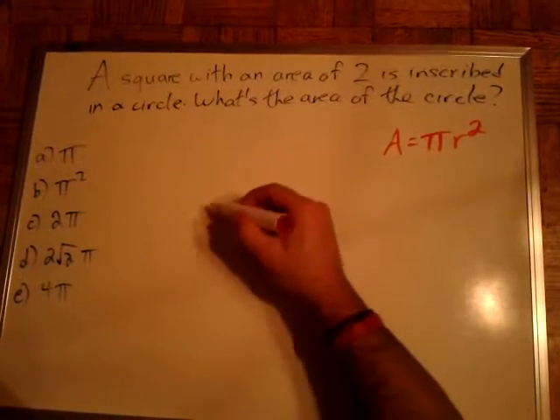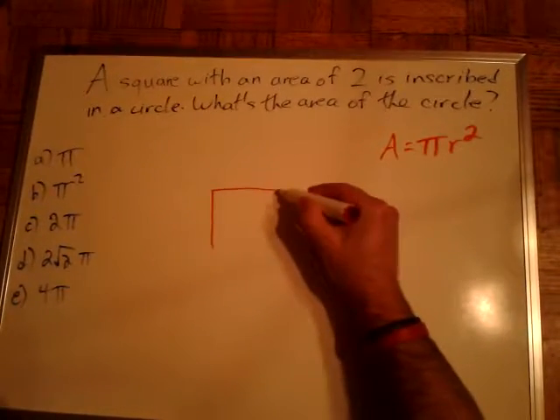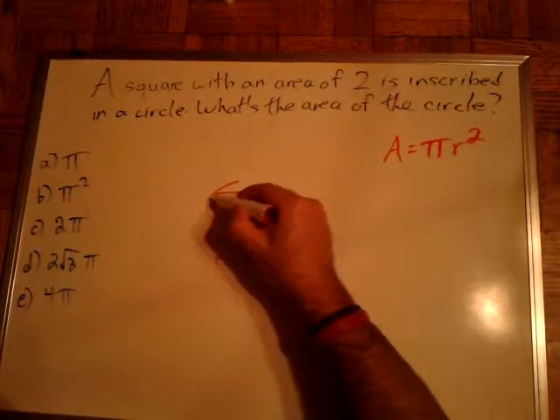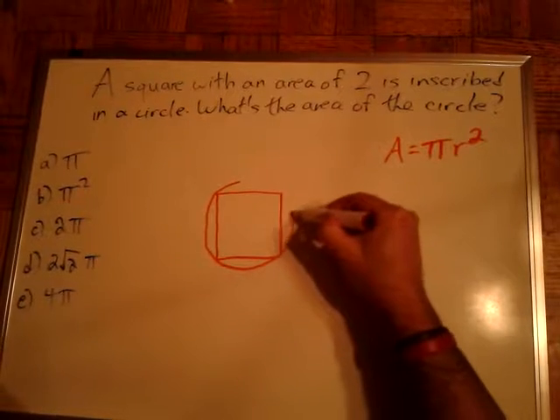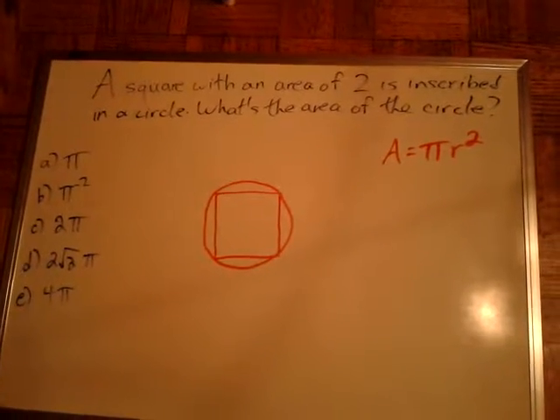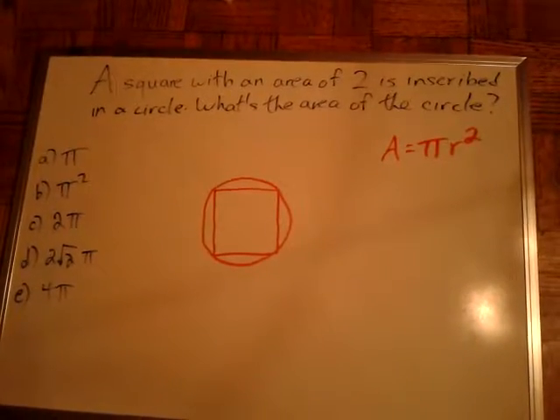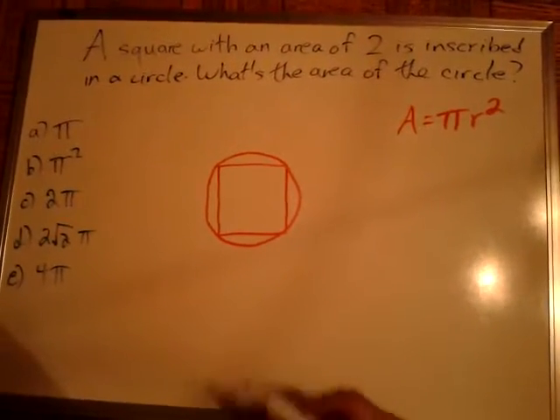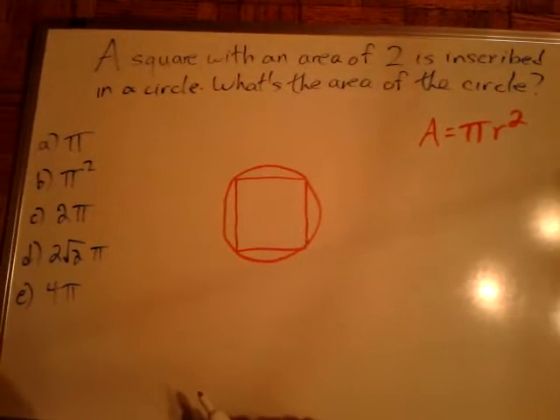So we have a square, and that's inscribed, so that just means the square is inside the circle. And well, that's not half bad. All right, so the first challenge is that the area of the square is 2. So I guess the first thing then we should try to figure out the dimensions of the square.